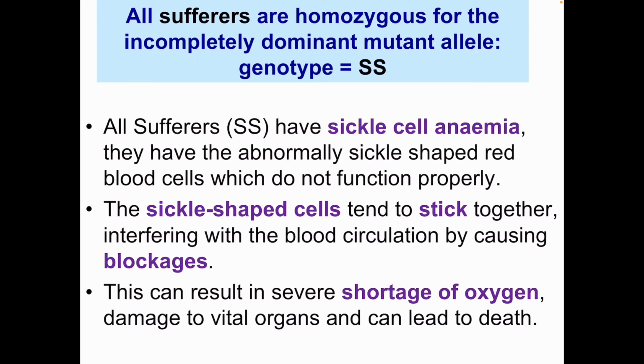All sufferers are homozygous for the incompletely dominant mutant allele, which we will call S, because it codes for sickle cell anemia. So everybody who is affected by sickle cell anemia is homozygous for the S allele. They have sickle-shaped cells that tend to stick together, that interferes with the blood circulation, causing blockages in the blood supply to different organs. It can lead to shortage of oxygen, damage to vital organs, severe pain and sometimes death.